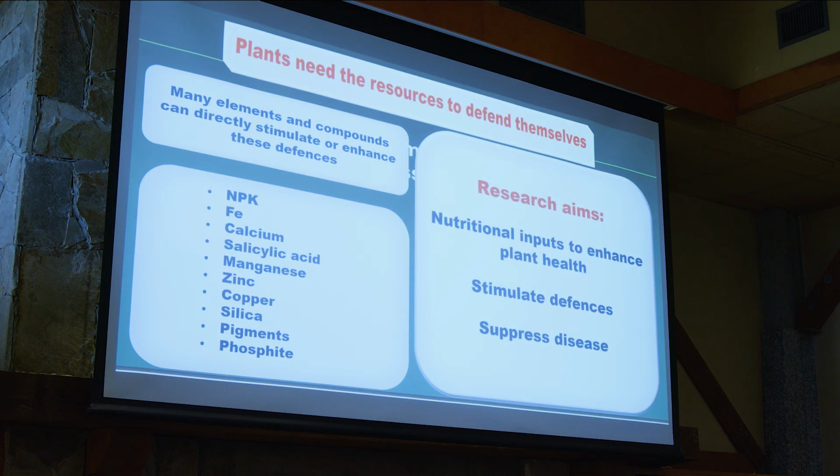And that's sort of the research aims we've been looking at over the last few years, looking at various programs which contain these, different combinations, and how they affect plant health, how they stimulate defenses, how they suppress diseases as well.